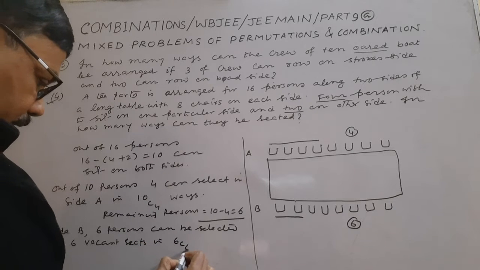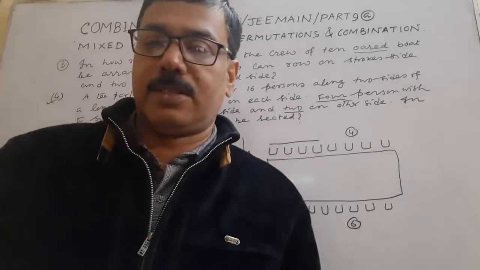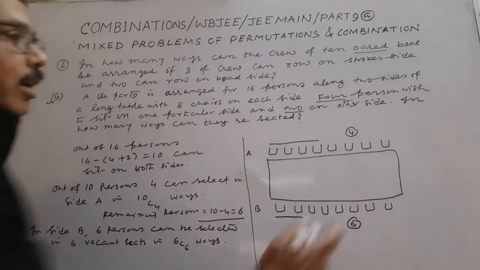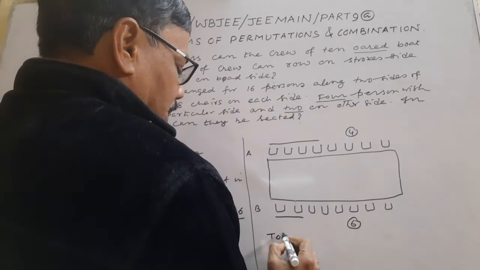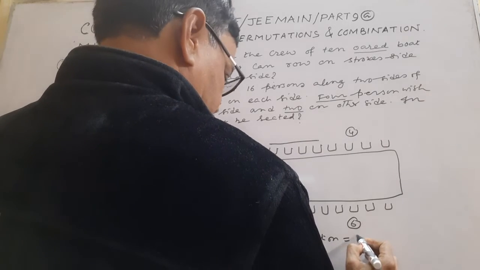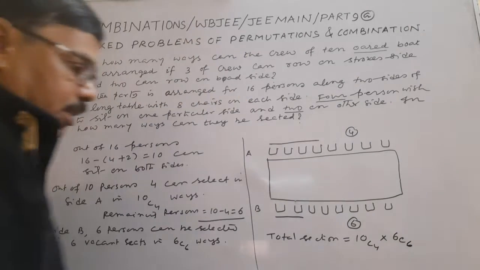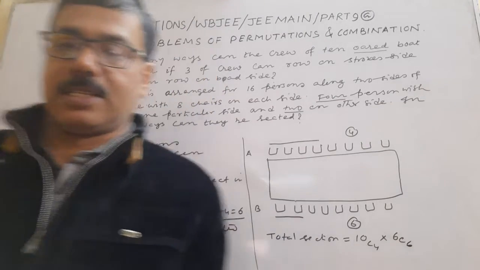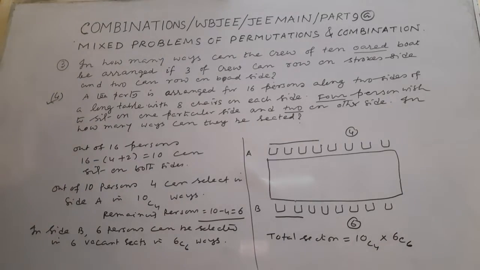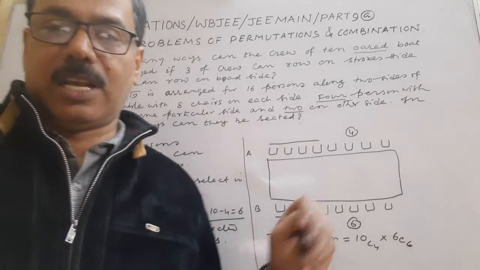In 66 ways. So what is total selection? Total selection is 10C4 into 6C6, that is 10C4 into 66 ways. This is total selection. Now you have to arrange 8 persons on each side.